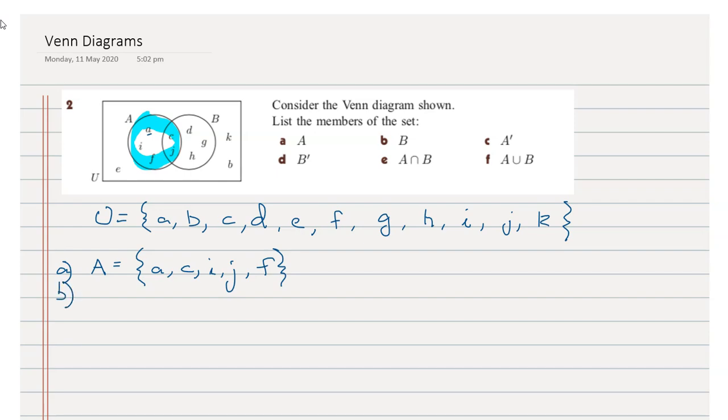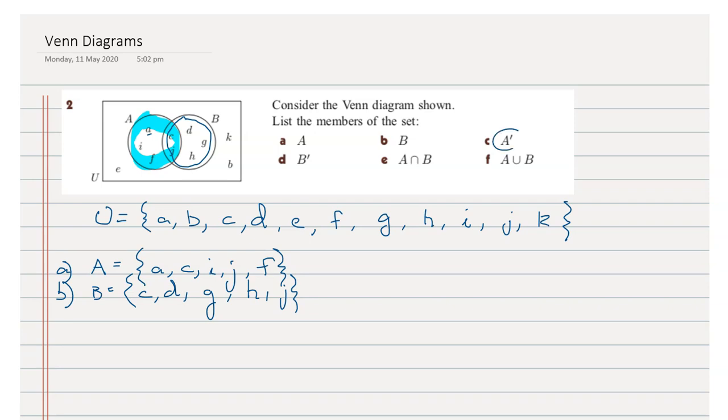Now for B, it's asking what's in set B. And I'm going to do the same method and look at what's in the contents of the circle denoted by set B. So we'll say all of these members in here are for set B. So we've got C, D, G, H, and J. So set A was A, C, I, J, F, and set B was C, D, G, H, J.